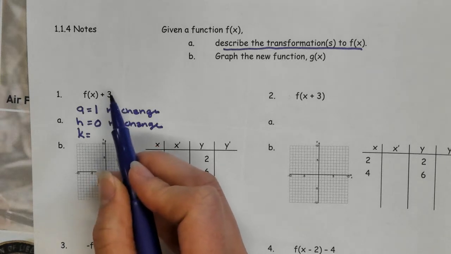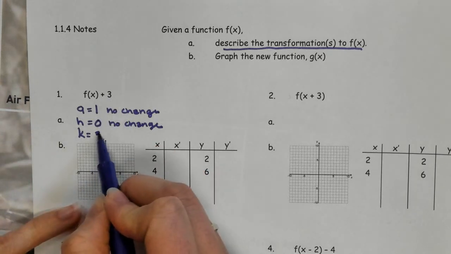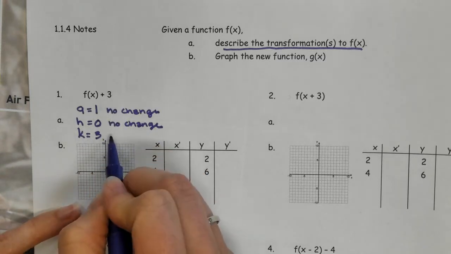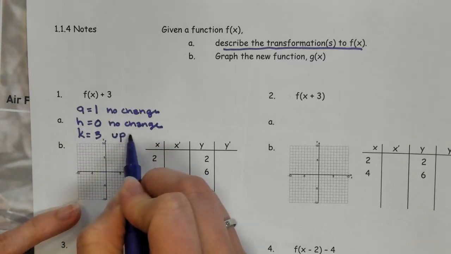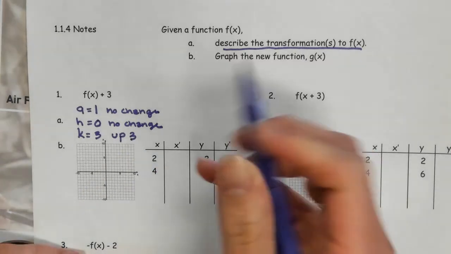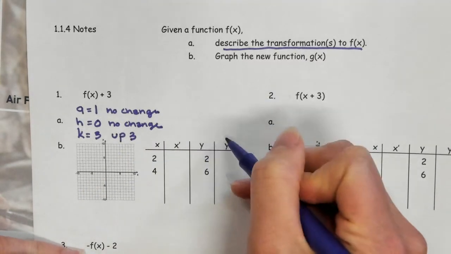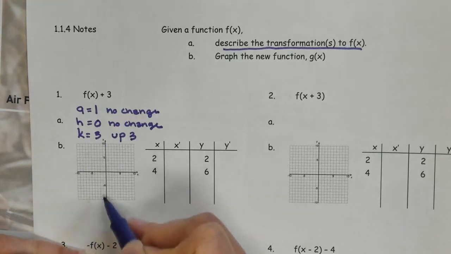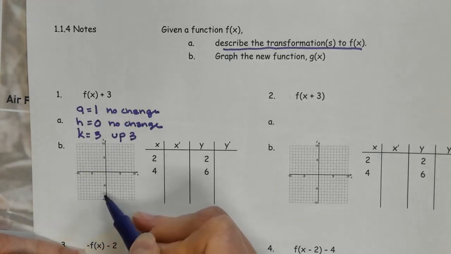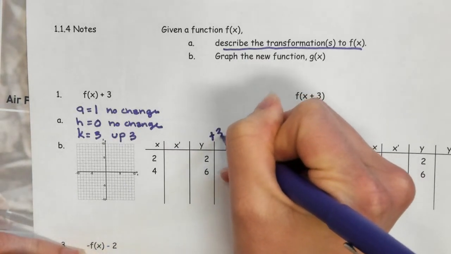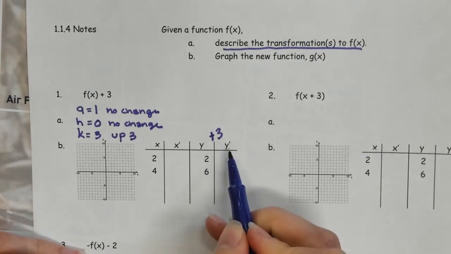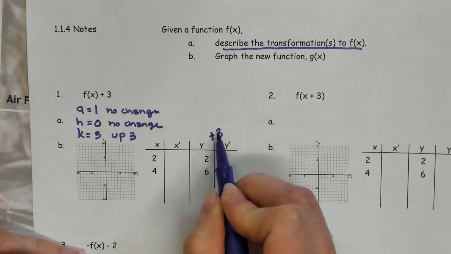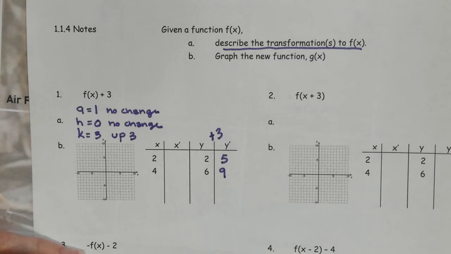So now with the k is on the outside, and that's going to be your 3. K's, remember, go up and down, so that means they're going up 3. So k's change the y value because they go up and down. So I am going to add 3 to my y value. So 2 plus 3 is 5. 6 plus 3 is 9.